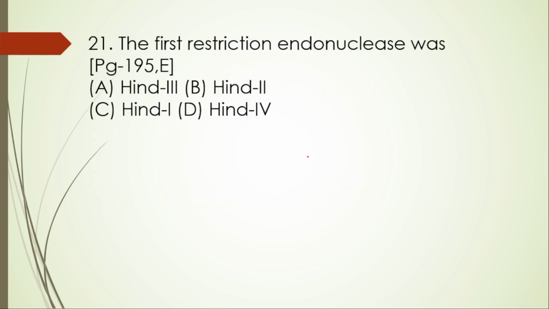21. The first restriction endonuclease was HindIII, HindII, HindI, HindIV. So here the first restriction endonuclease was HindII. HindII was the first restriction endonuclease to be isolated and characterized. It was discovered in the year 1970 by Smith and his colleagues.